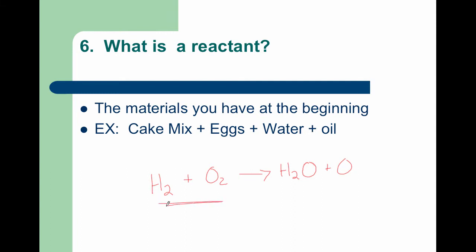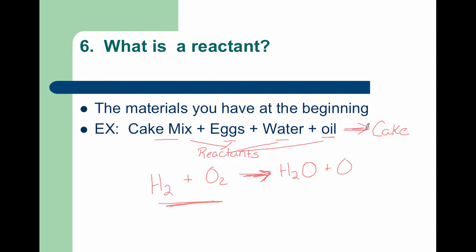But reactants are always going to be on this side of the arrow, and the arrow always is going to point to the products. So let's say that we're making cake. In order to make a cake, we're going to use cake mix, eggs, water, and oil. All of these are going to react together. So these are going to be your reactants. They're going to react together, and they're going to yield the product. And the product is going to be cake when all is said and done. These are the things that are going to work together to make the cake in the end.